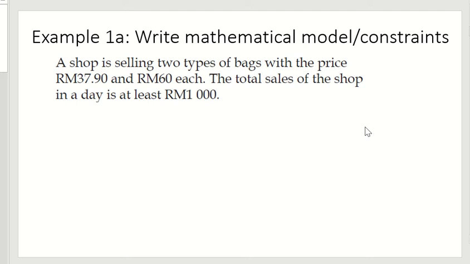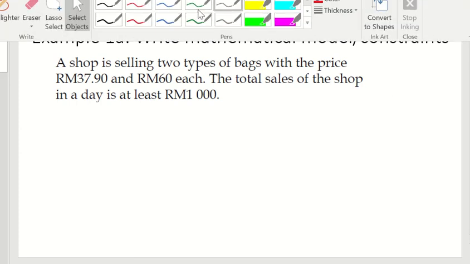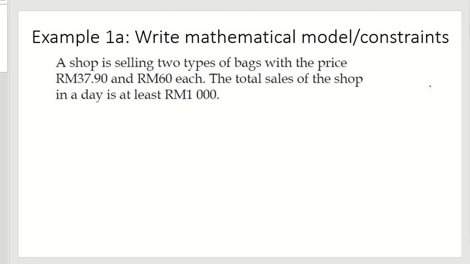Okay, so now we look at example 1a. Write the mathematical model or the constraints from the situations given. Okay, we look at A. Example 1a. A shop is selling two types of bed. Okay, one is with the price 37.9, then another one is 60 ringgit. Then the total sales of the shop in a day is at least 1,000.